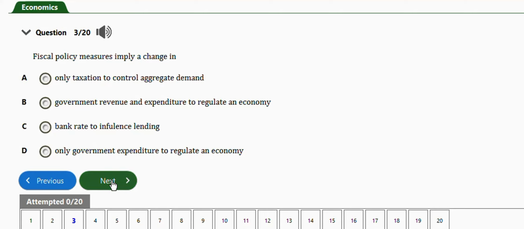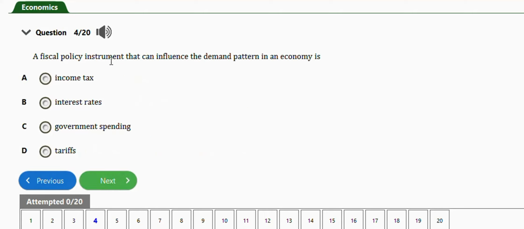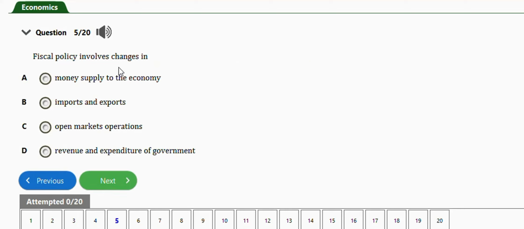Next question. It says, a fiscal policy instrument that can influence the demand pattern in an economy is: contrast, interest rates, government spending, tariffs. So guys, the right answer to this question is option C, which is government spending. Next question. Fiscal policy involves changes in: money supplies in the economy, import and export, open market operation, revenue and expenditure of the government. The right answer is option D, revenue and expenditure of the government.